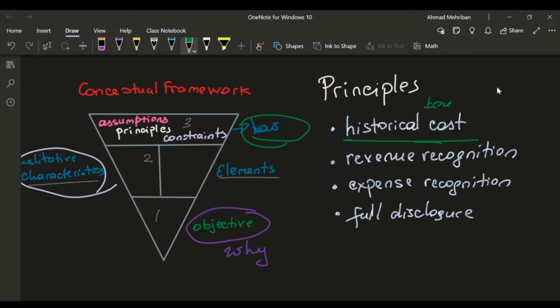So we bought it, for example, for $100. That's how we're going to report it in the books, despite the fact that it might have increased in price, and today it costs, for example, 120. We still do not care about this amount. We care only for this.